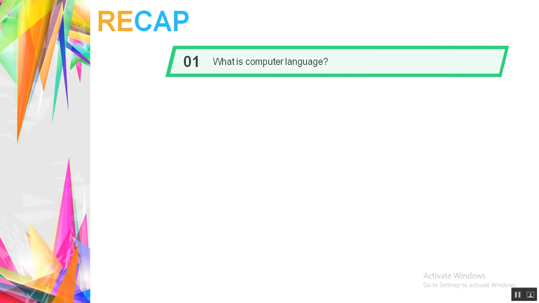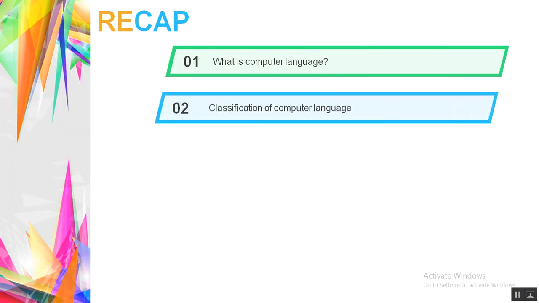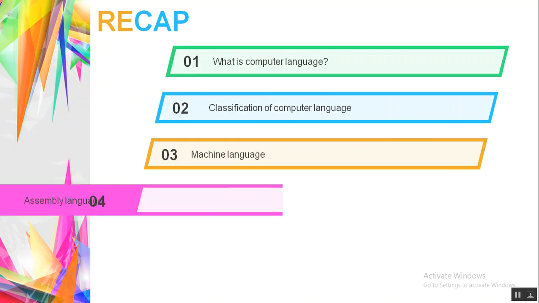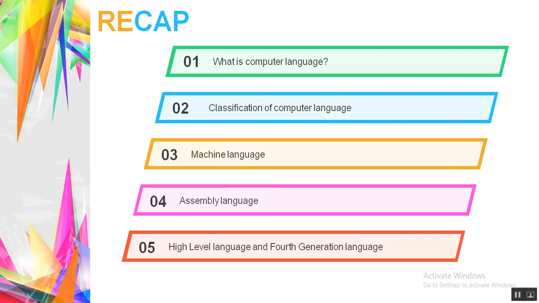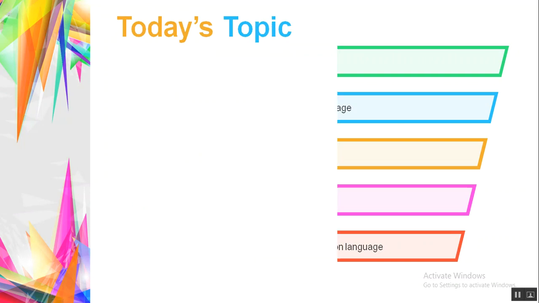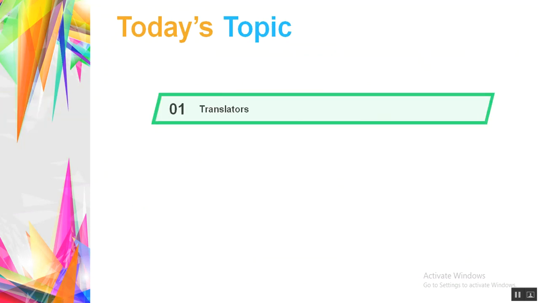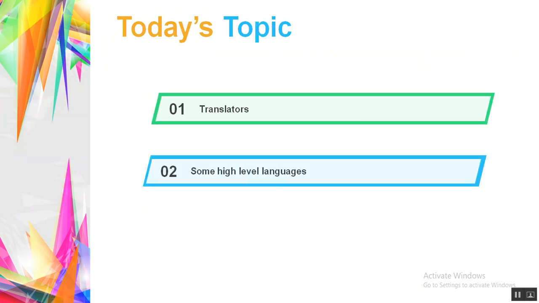We learned about what is computer language, classification of computer language, machine language, assembly language, high-level language and fourth generation language. So this was a quick recap. In today's class, we are going to learn about translators and few high-level languages.